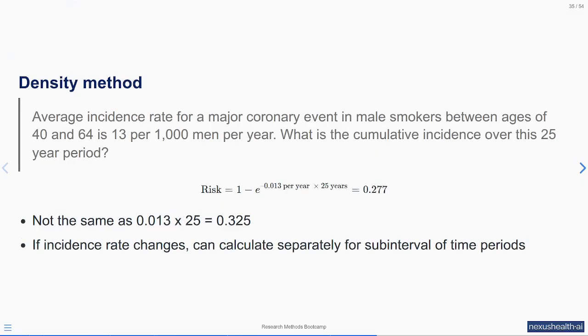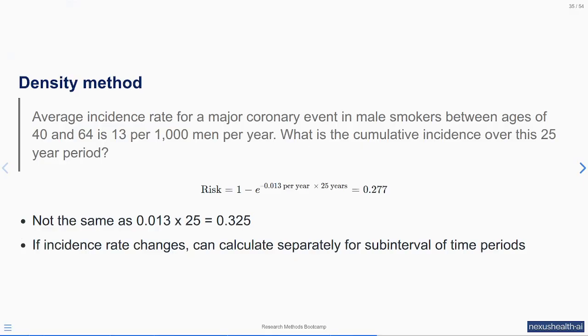So how does this work? So we'll look at some worked examples. The average incidence rate for a major coronary event in male smokers between the ages of 40 and 64 is 13 per 1,000 men per year. What is the cumulative incidence over this 25-year period?